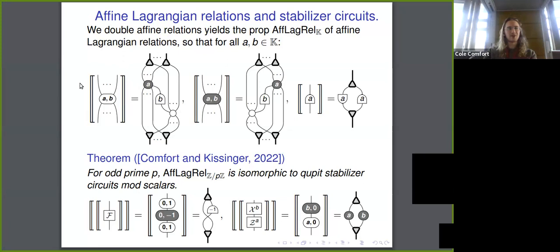in the following way. So now you'd have these two spiders. Now each spider is labeled by 2 elements of your field. And the first one is an affine shift, and the second one does this multiplication. And if you have these 2 spiders, so now every wire kind of has 2 wires grouped together living inside of it. And you also have this one, which multiplies by the one wire and divides by the other wire. Then this generates all of the affine Lagrangian relations. And this is, up to scalars, isomorphic to stabilizer circuits in odd prime dimensions.